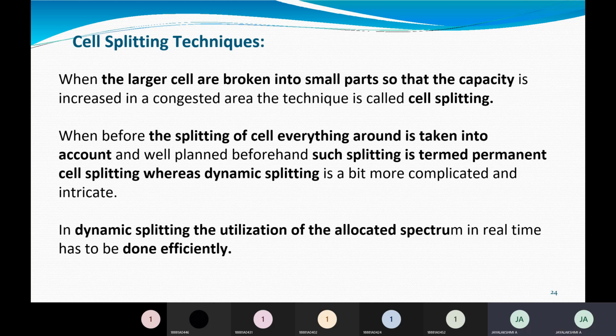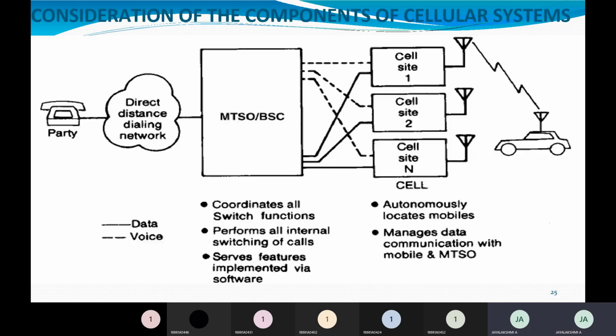Any doubts in the cell splitting concept? Any doubt? Otherwise, I'll go with the next concept called the components of cellular system.